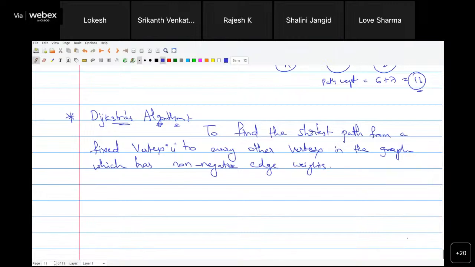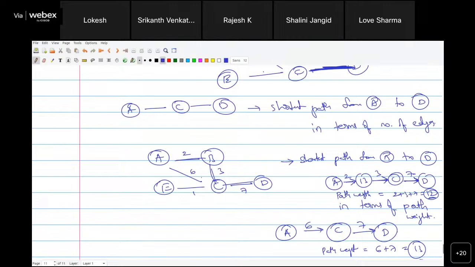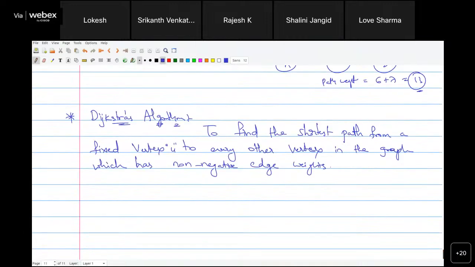Your graph can also contain negative edge weights. Sometimes it is not always that you will have positive weights. Sometimes the weights can be -1 like this. But if it has negative weights, we cannot use Dijkstra's algorithm. If I have to perform Dijkstra's algorithm to find the shortest path from one fixed vertex to every other vertex, then my graph should not contain any negative edge weights. It should always have non-negative edge weights. It can have 0 also, but negative is not allowed in Dijkstra's algorithm.